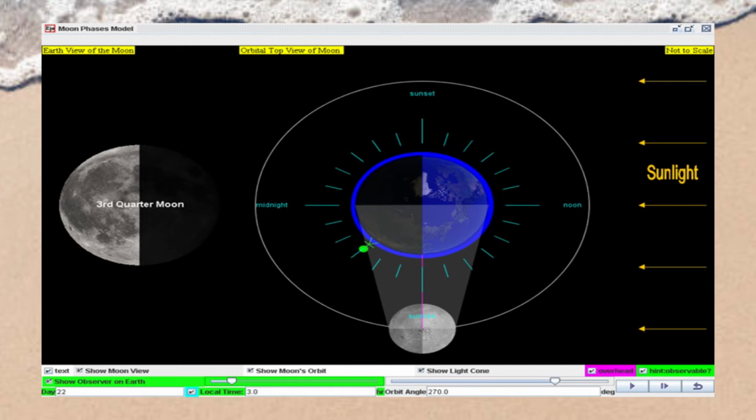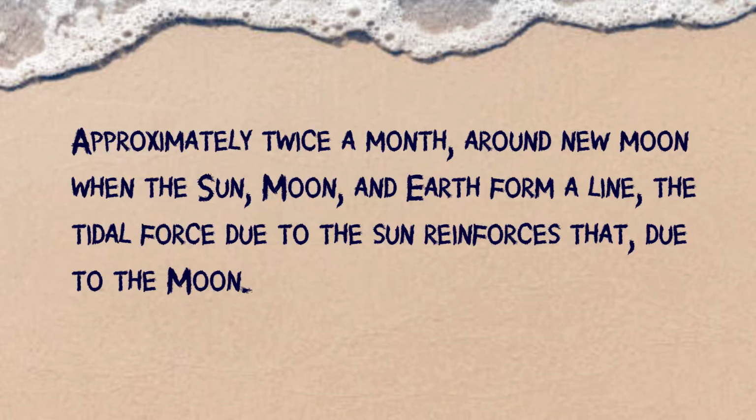All right, remember, we can't get confused with these things. We have to pay attention closely. Remember the sun here, and then we have the third quarter of the moon. We have spring tide, where the sun and the moon are the same side. The cycle restarts. Approximately twice a month around new moon, when the sun, moon, and earth form a line, the tidal force due to the sun reinforces that due to the moon.